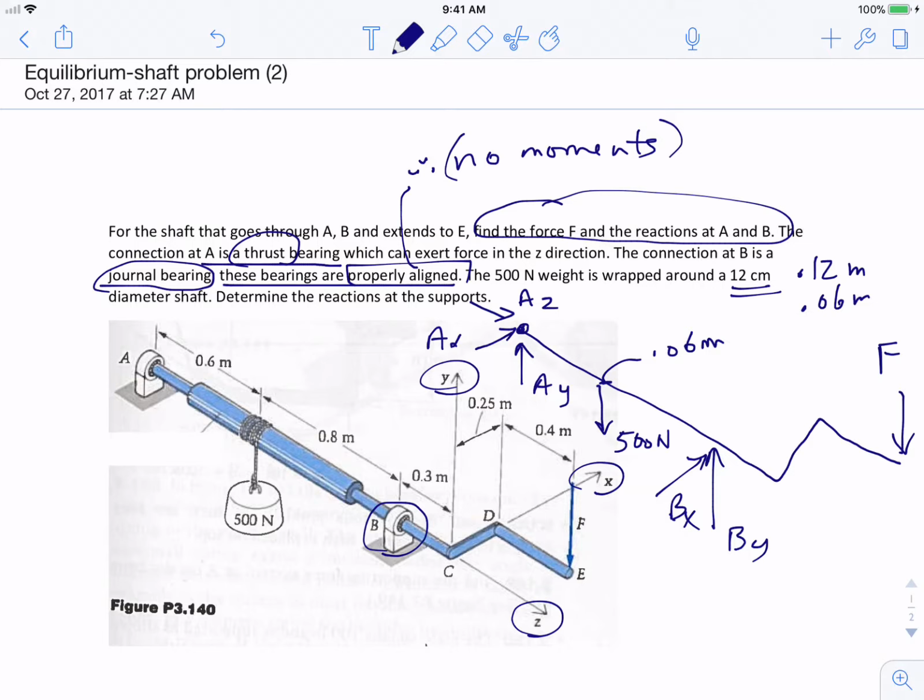All right, so we have AX, AY, AZ, BX, BY. That's 5 unknowns from the reactions, and we also have the 6th unknown of the force. So we have 6 unknowns. We're going to probably need to use all of our equations of equilibrium in 3 dimensions.